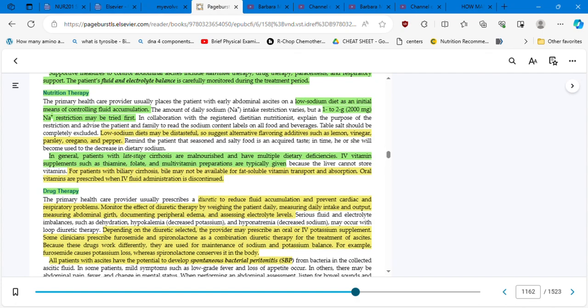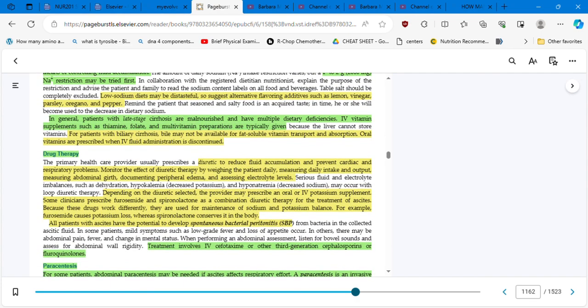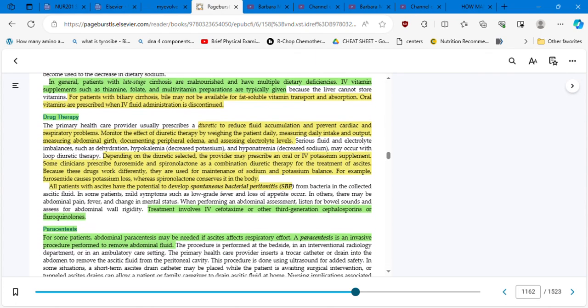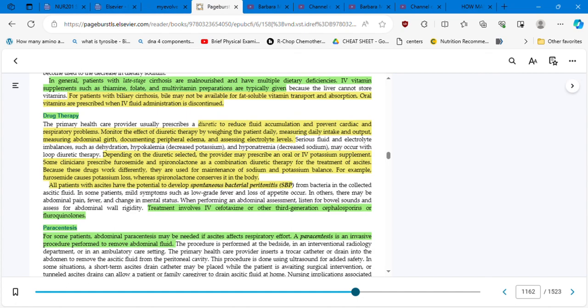gram, 2000 milligram sodium restriction may be tried first. Low sodium diets may be distasteful, so suggest alternative flavoring additives such as lemon, vinegar, parsley, oregano, and pepper. In general, patients with late-stage cirrhosis are malnourished and have multiple dietary deficiencies. IV vitamin supplements such as thiamine, folate, and multivitamin preparations are typically given because the liver cannot store vitamins. For patients with biliary cirrhosis, bile may not be available for fat-soluble vitamin transport and absorption. Oral vitamins are prescribed when the IV prescription is discontinued.